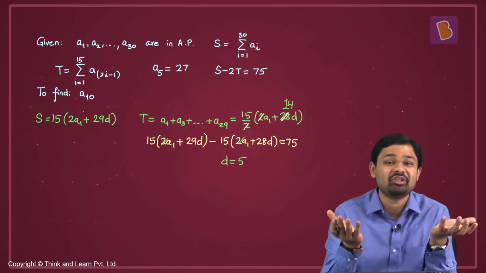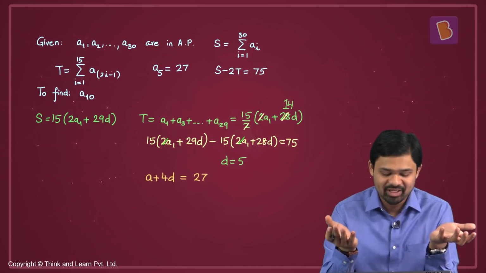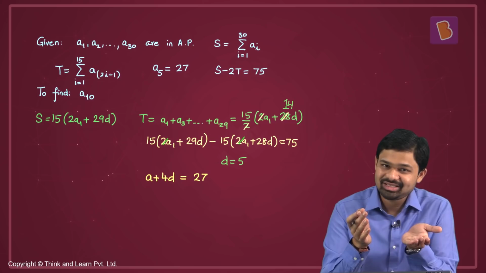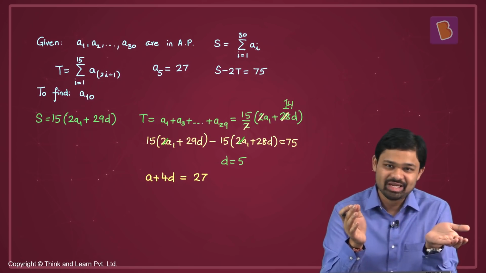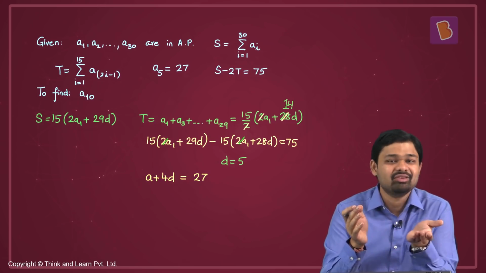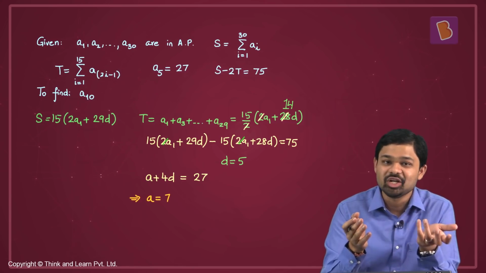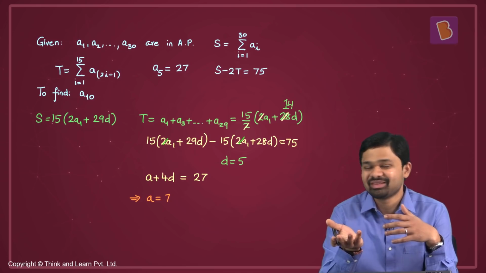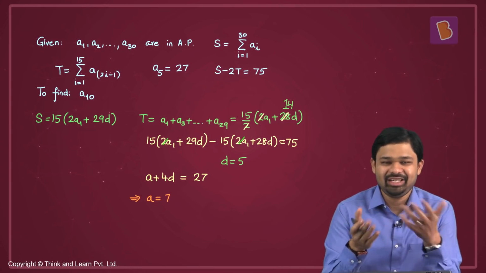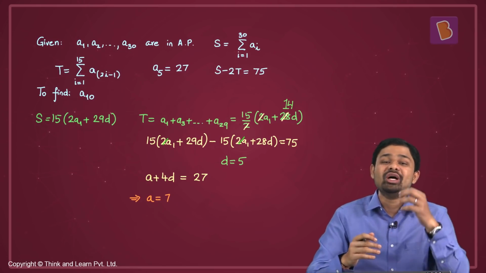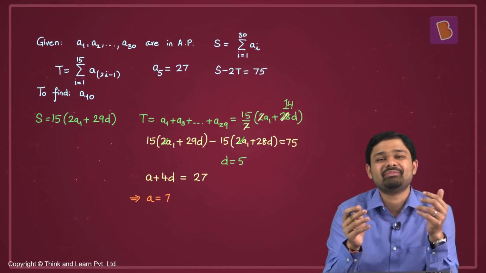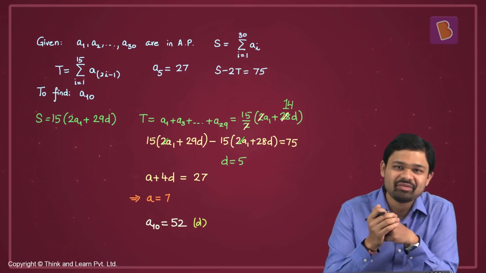I just need to find out the value of A, and for that they have told me the fifth term of the AP is 27. So A1 plus 4D is 27, D is 5, so A1, the first term A, would be equal to 7. Now how difficult is it to find the 10th term? That's a walk in the park. So the 10th term would be equal to 7 plus 9 times 5, which is 45. 7 plus 45 is 52. 52 given in option D is the correct answer to this question.